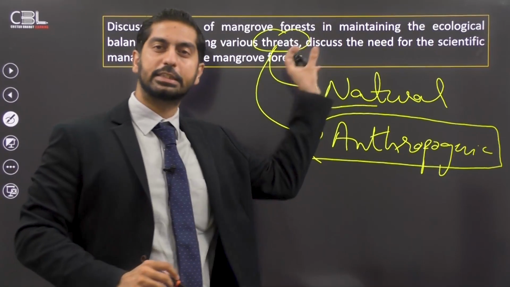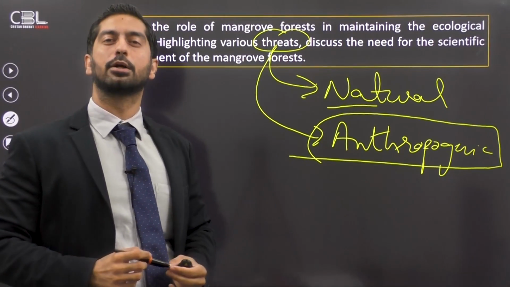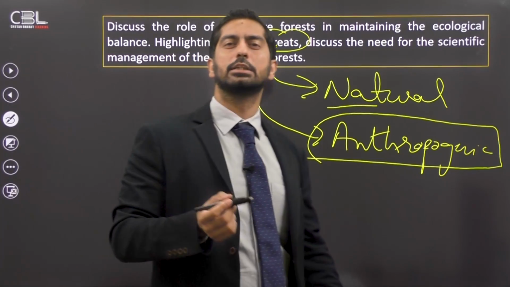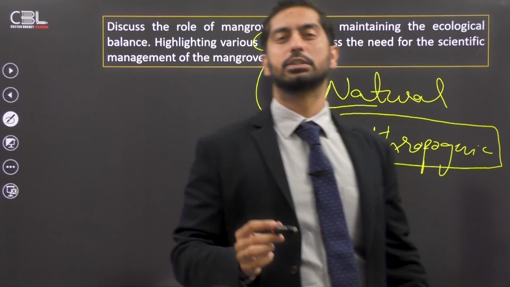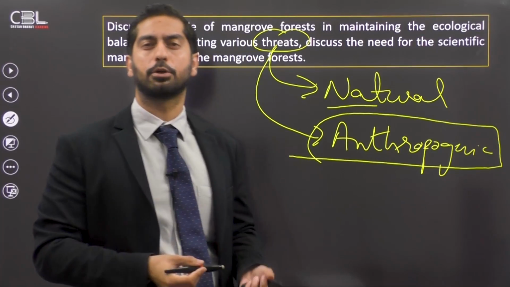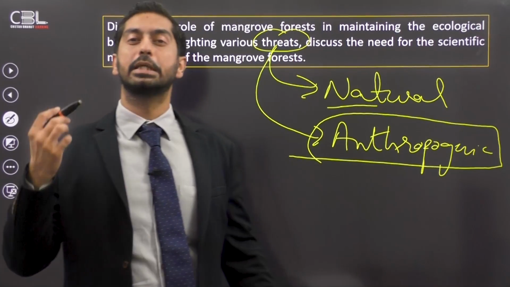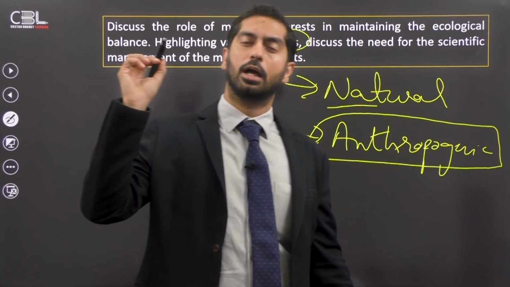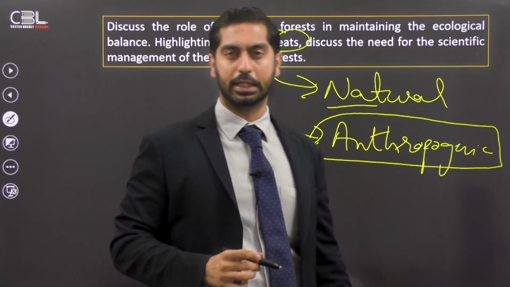But this is the point that you need to highlight: how the human activities are destroying the mangrove forests. What are the threats emanating from human activities to the mangrove forests? That these forests are being cleared for developmental works. They are being cleared for housing projects. They are being cleared for developing farmlands. They are being cleared for creating salt pans or aquaculture or so many human activities.